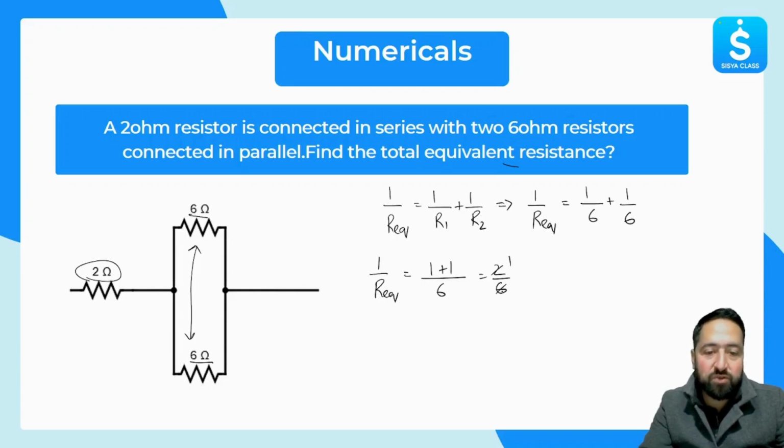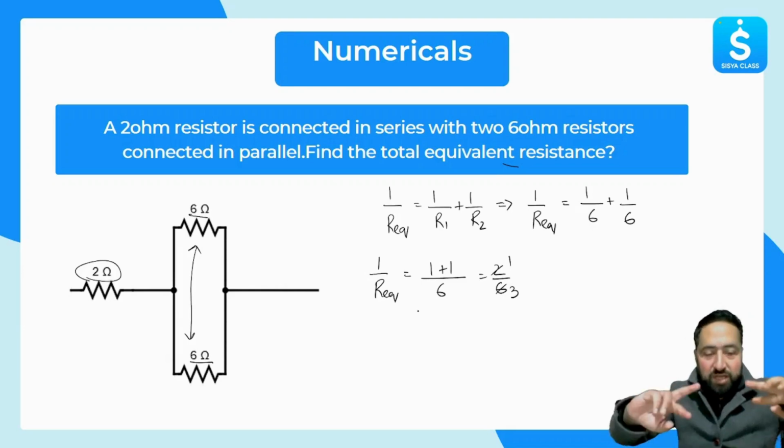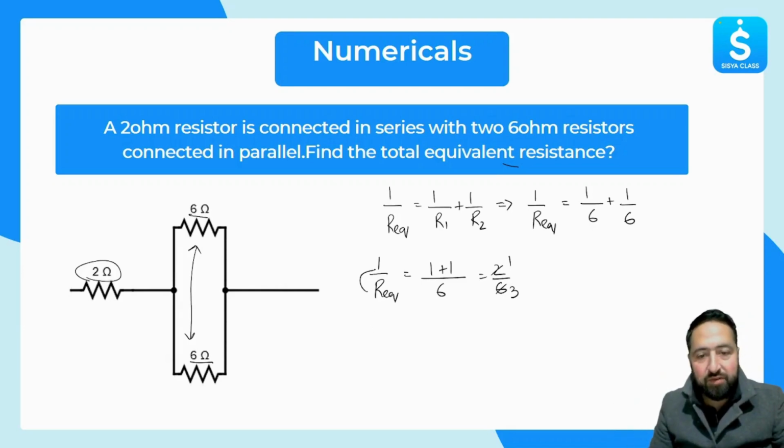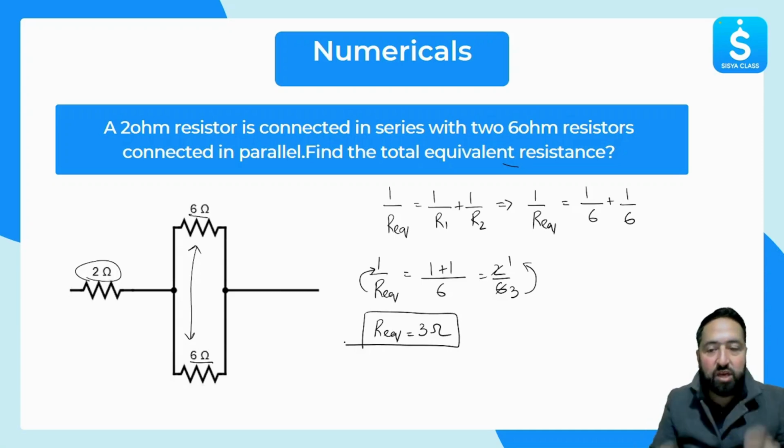Simplifying it, 1/2 + 1/2 + 1/3 + 1/6... So when you take the reciprocal of this, R equivalent will be equal to 3 ohms. Got it? Yeah. R equivalent will be equal to 3 ohms.